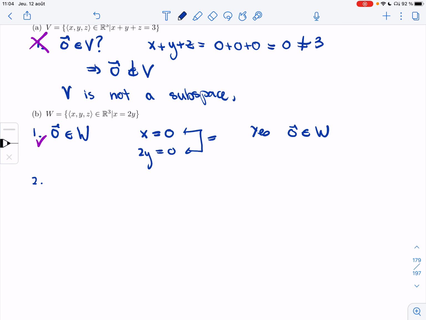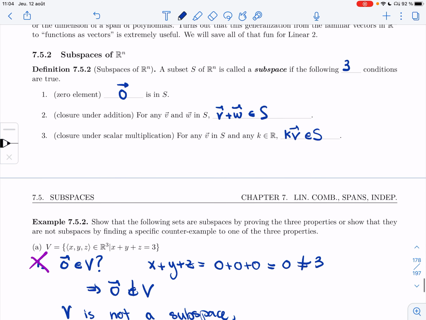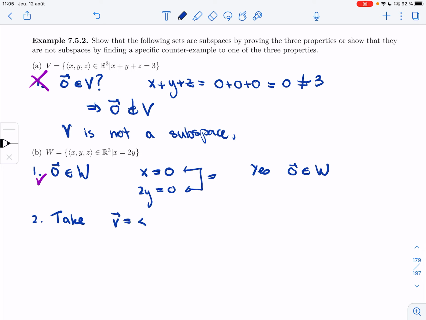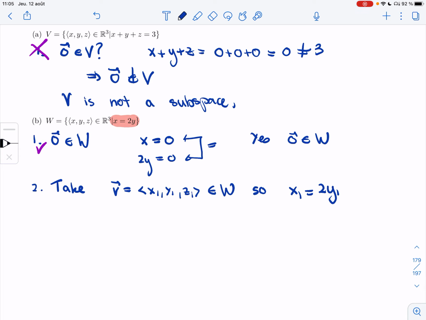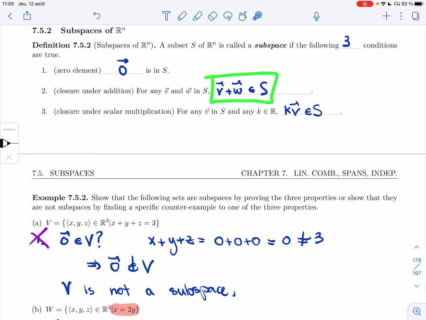Second, I'm going to take two elements in my set, and I want to look at whether the sum is still in that subset. So take V, as x1, y1, z1 in W. As soon as I say it's in W, that means this condition is true: x1 equals 2y1. That's the condition for belonging to W, and that's the only information I have about V. Now I'm going to take a W, let's call it x2, y2, z2 in the big W. So x2 equals 2y2. That's the information that I have right here, those two things. And now the question I have to ask myself is: is V plus W in my subset?